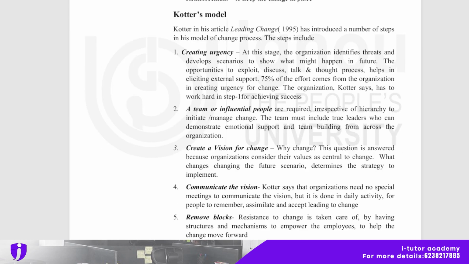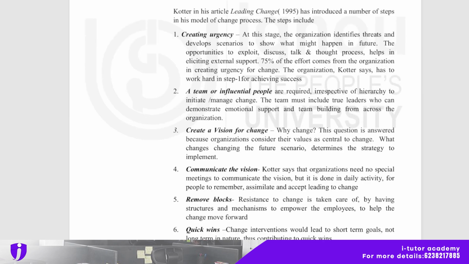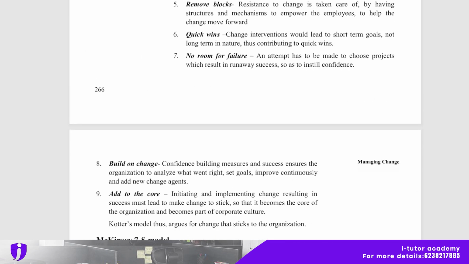Okay, so these are Kotter's model steps. Okay, you just go through the material also.